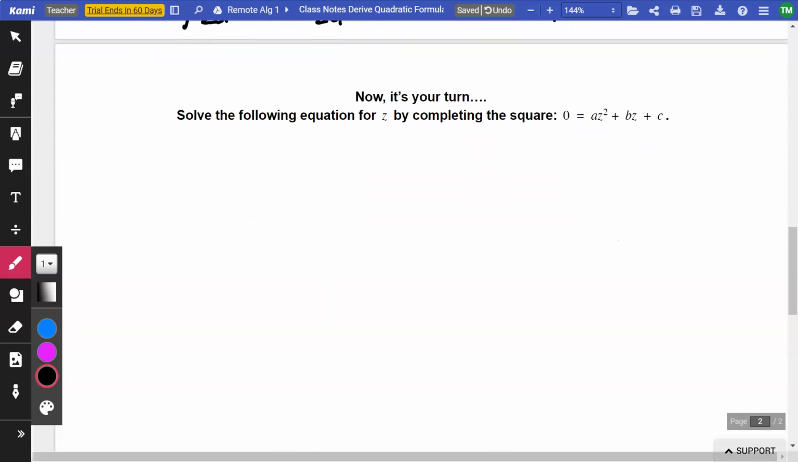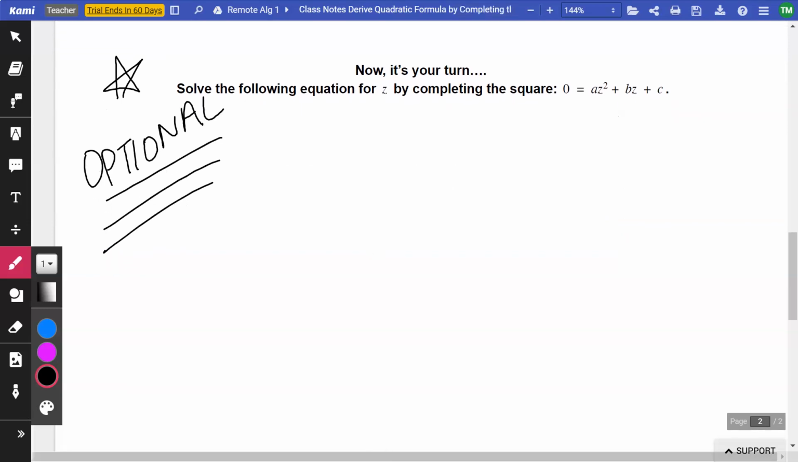So I have a challenge problem for you. And this challenge problem is totally optional. I want you to do the exact same steps that we just did, except this time you're going to solve for z. So you have 0 equals az squared plus bz plus c. Exact same equation, different variable, solve for z. And you're going to do the exact same steps we just did in our notes of solving for x to derive that quadratic formula. And you should get the exact same answer, except this time it's z equals that. Give it a shot. See if you can find it.